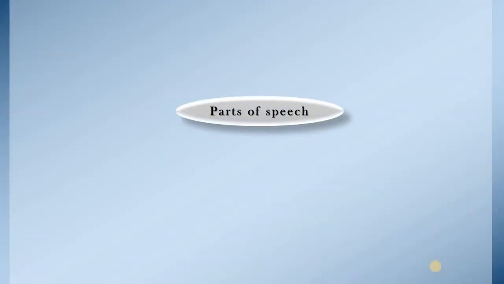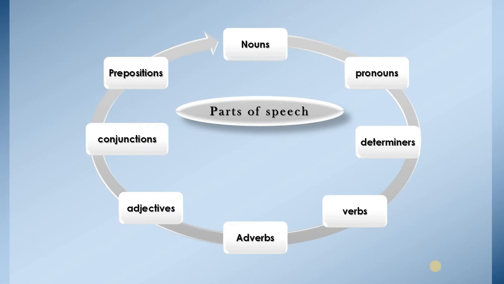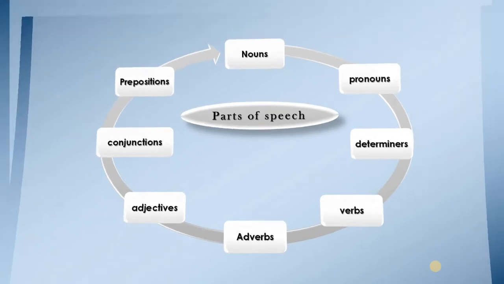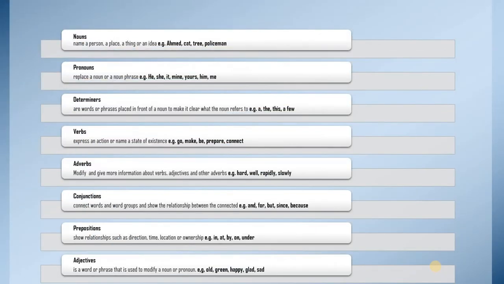The parts of speech, what are they? Normally the parts of speech are 8. We have nouns, pronouns, determiners, verbs, adverbs, adjectives, conjunctions, and prepositions. Let's define parts of speech. The parts of speech that we have here are, first of all, the nouns.